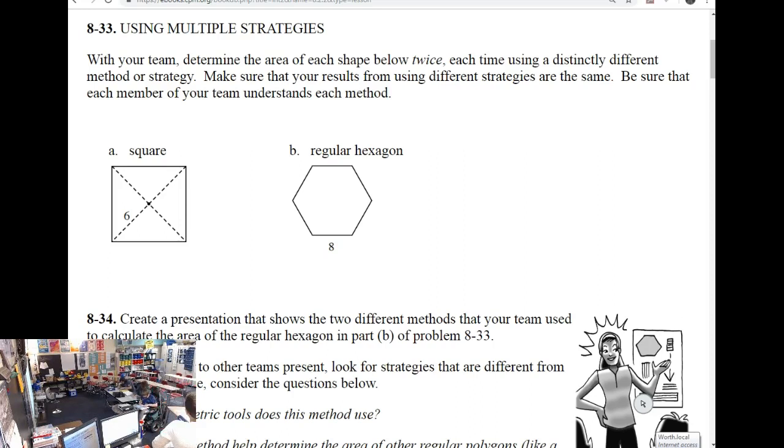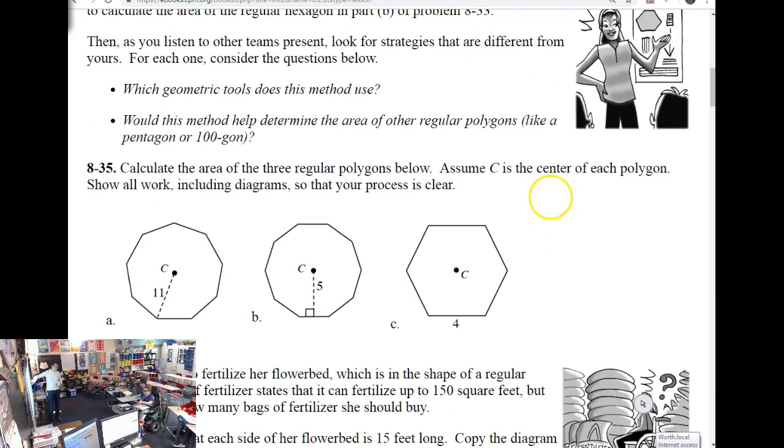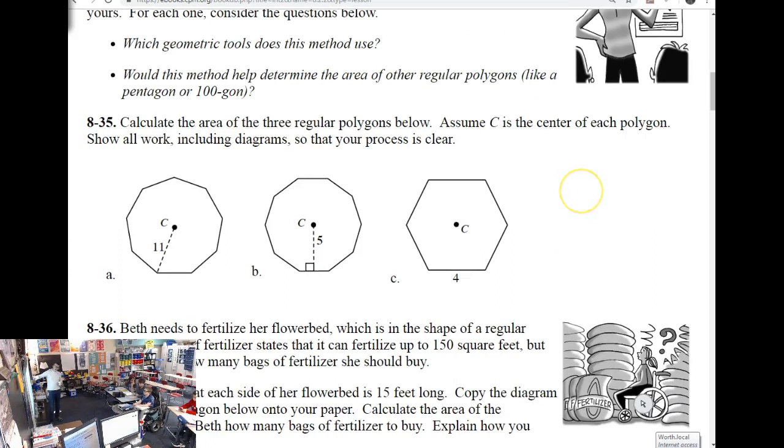Your task is to be able to justify in two different ways how you found the area of the square, then how you found the area of the hexagon. Then if you get done, and I'm not going to make you guys create a presentation, I may ask that we show what work you have on the doc camera, if you're comfortable with showing people your work. Then these will push you a bit further. Now those I don't guarantee are on your template.